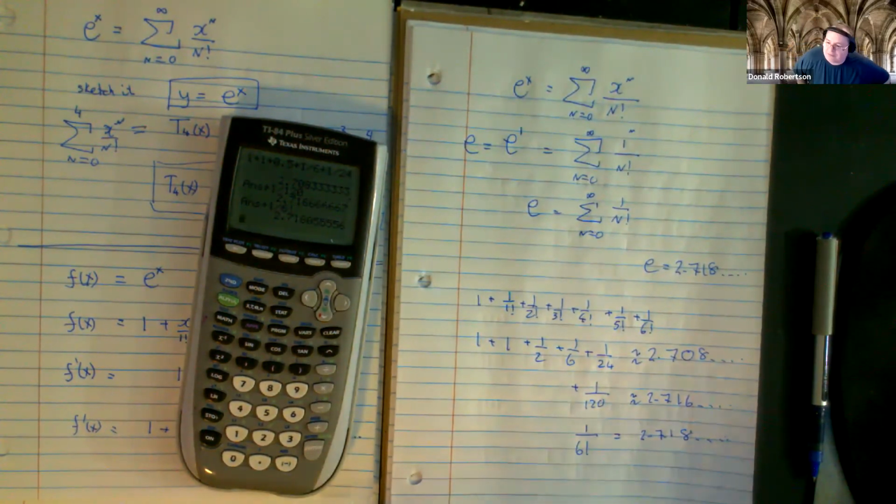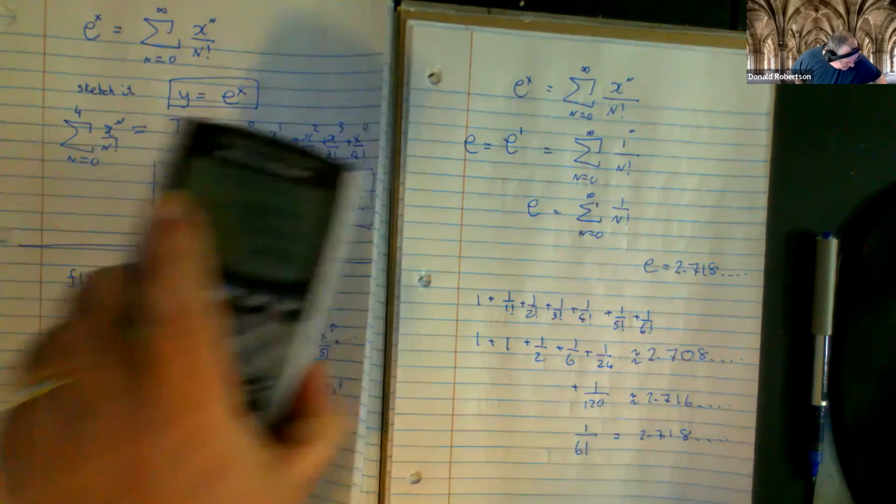How are we doing, guys? I think this is a kind of natural place to stop, isn't it? We've just convinced ourselves that e to the x is a power series.